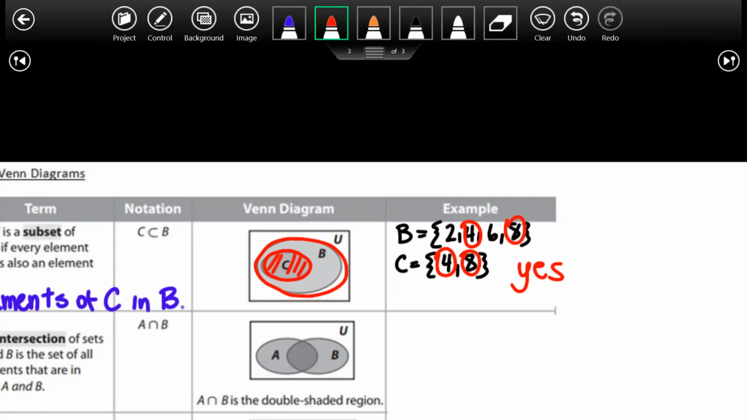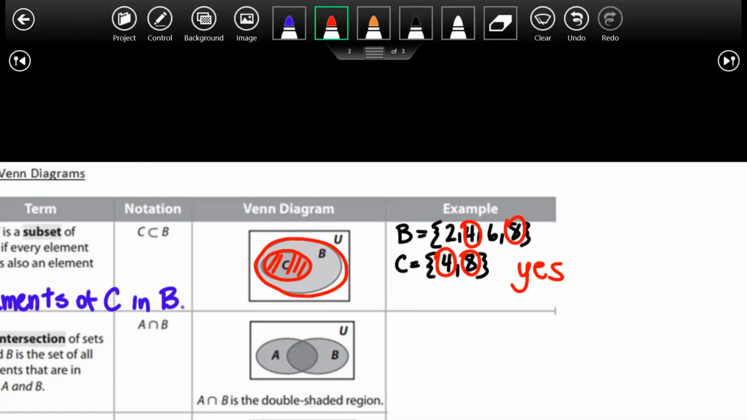If we look at just B, can you give me another subset of B? 2 and 6. Can you give me another subset of B? 2. Can you not give me a subset of B? 9, 10, not in B. 2, 2's in it. Okay, so we're just looking at smaller numbers that are in the set. Don't let that confuse you.